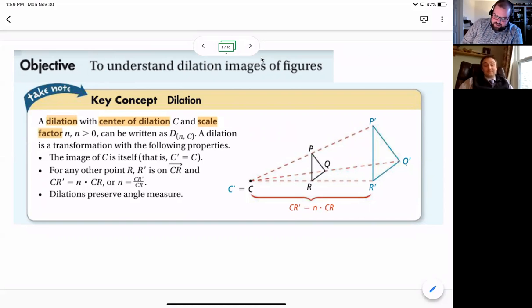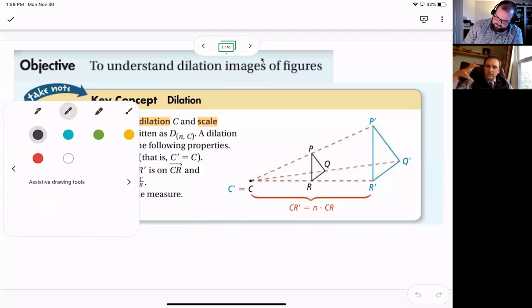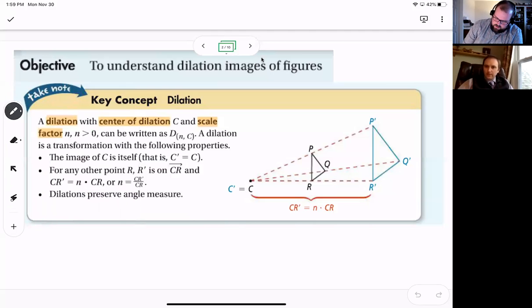And we can see that's what's kind of happening here, where we have our triangle that's PQR, and it is being blown up to become P prime, Q prime, R prime. So you're saying the black image, PQR, kind of grows into the larger image, P prime, Q prime, R prime.